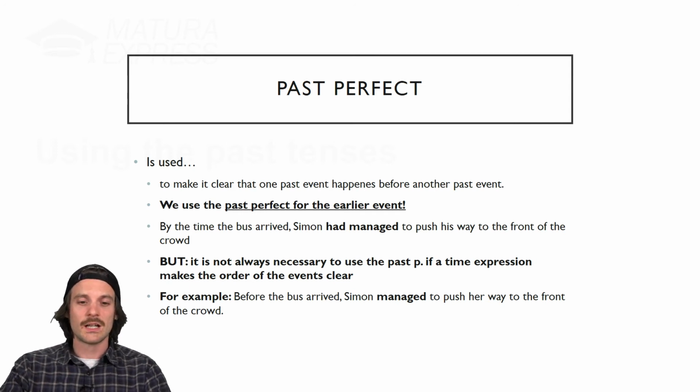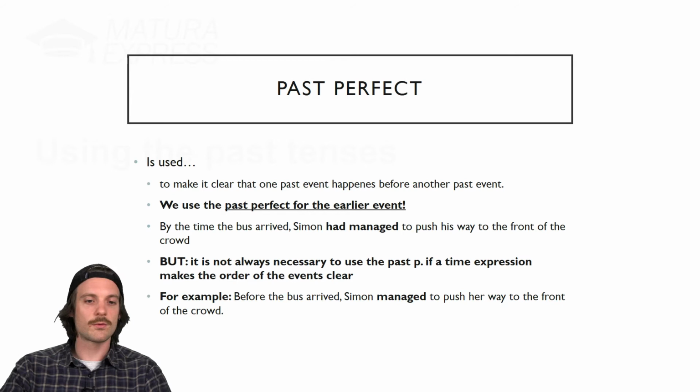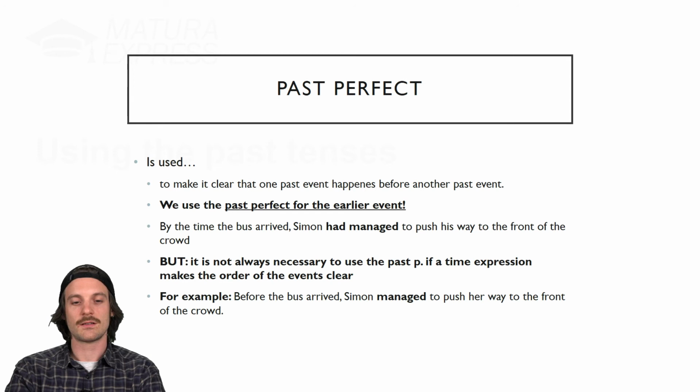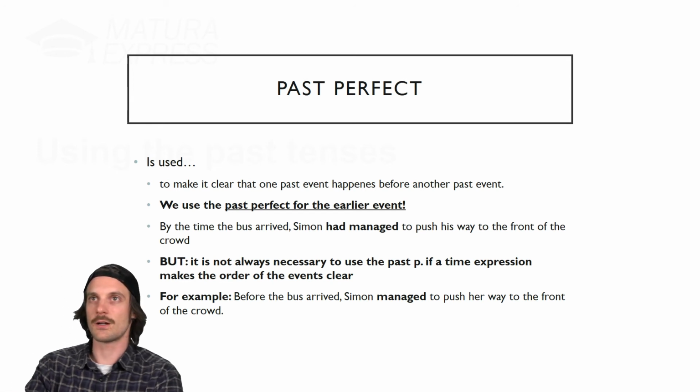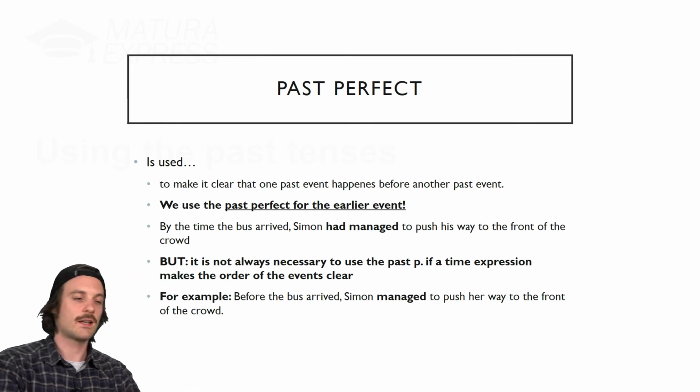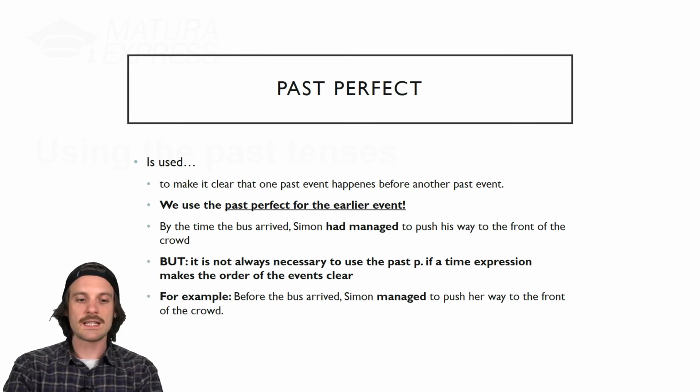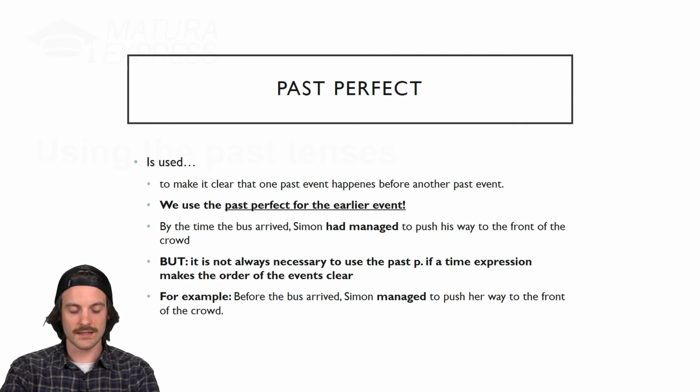So you know, through the usage of the past perfect in the second part of the sentence, that before the bus arrived, Simon had managed to push his way to the front of the crowd. Very easy and very clear cut. In the second example, it is very clear how the events are structured, or what happens before and what happens after.